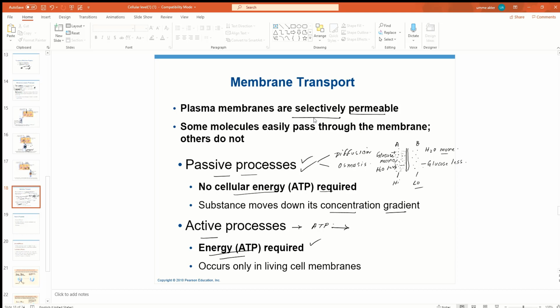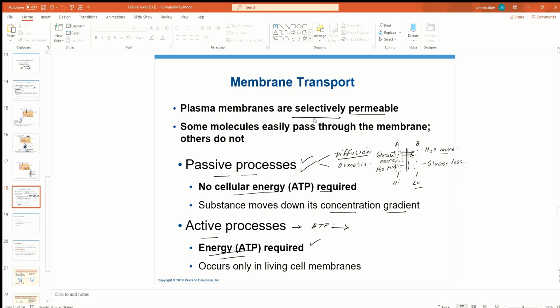So now if I ask you a very simple question, to bring equal concentration on both sides, which one should move to which side? Definitely glucose is more on this side, in high concentration, so the glucose molecules will move from this side to the low side, right? And that is simple diffusion. Is it clear? So the solutes move from the high concentration to the low concentration, and that is simple diffusion.